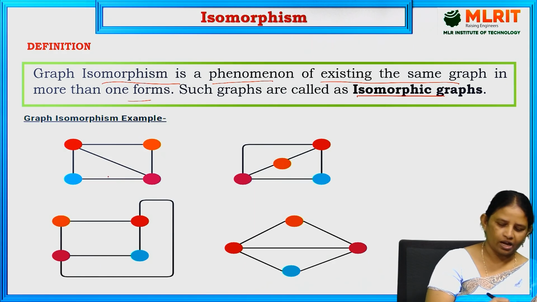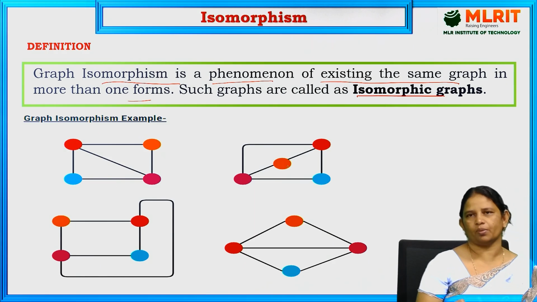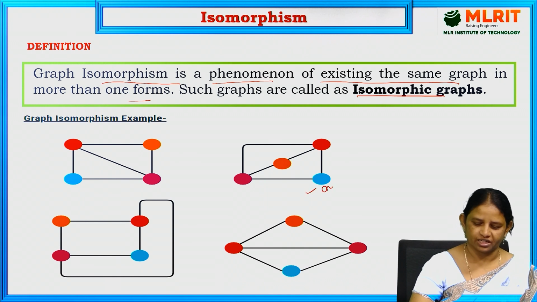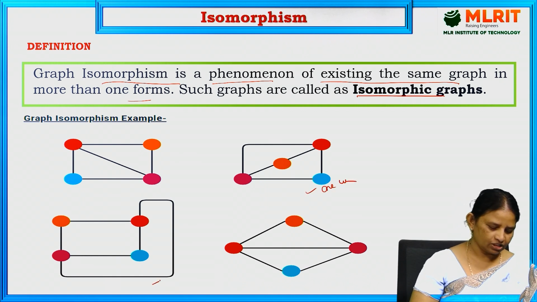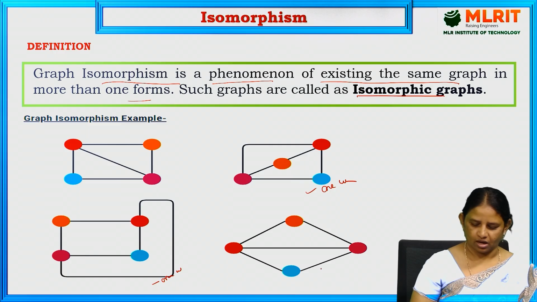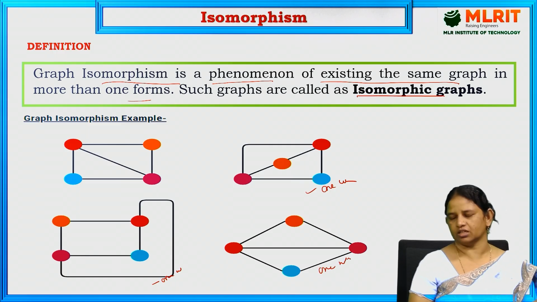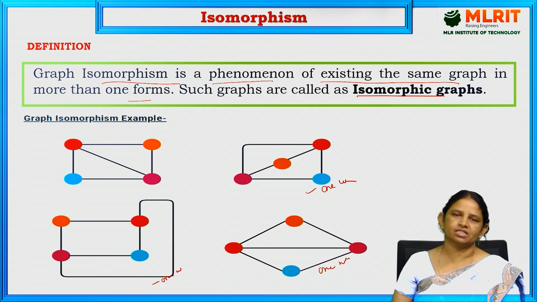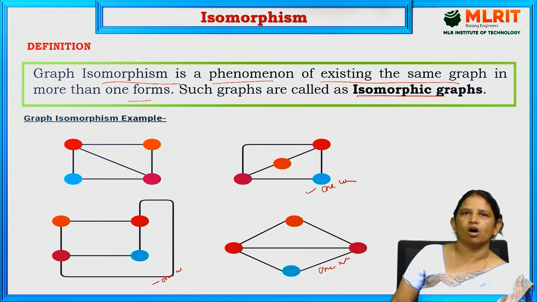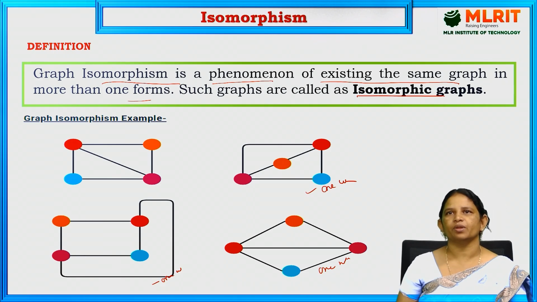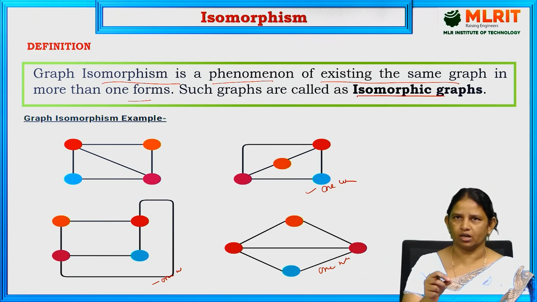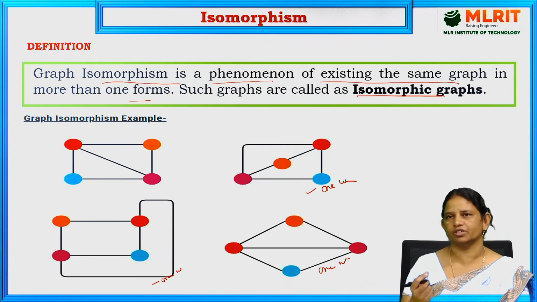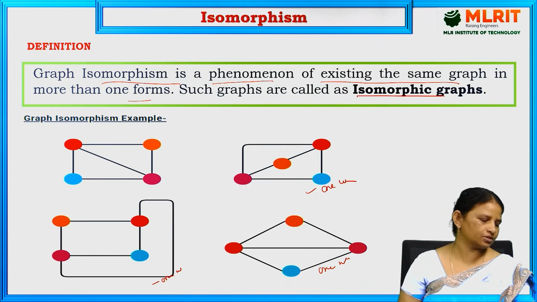The same graph we can represent by using this format also. This is one way of representation, and this is also one way of representation. Without changing the meaning of the original graph, we can represent it in more than one format. Then it is called isomorphism. What is the definition of isomorphism? For one graph existing in more than one format, such graphs are called isomorphic graphs.